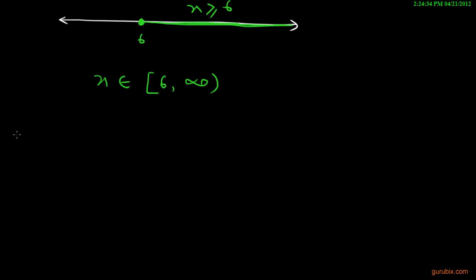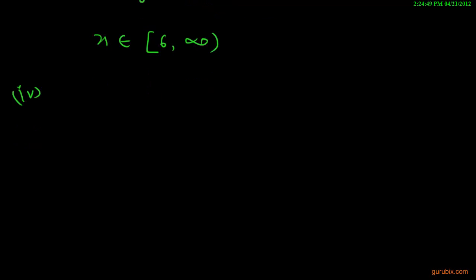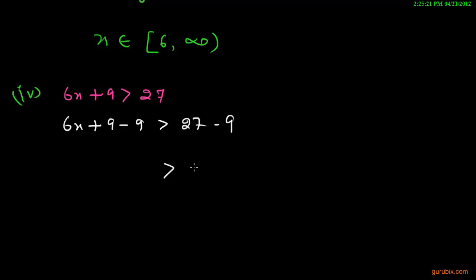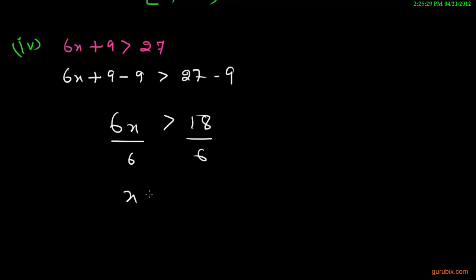And now we shall move to the last part, that is the fourth part. In the fourth part we are given the inequation 6x plus 9 greater than 27, and we know that we can subtract the same number from both the sides of the inequation: 27 minus 9, and it will be 18. Here will be 6x. We can divide by the same positive number without changing the sign of inequality. Then it will be x is greater than 3.